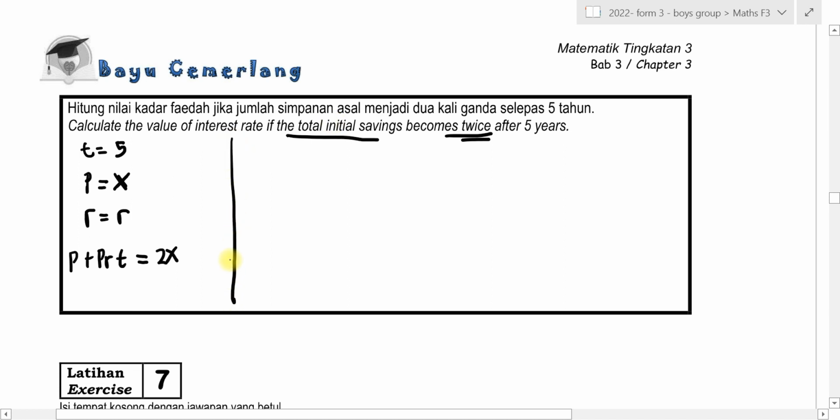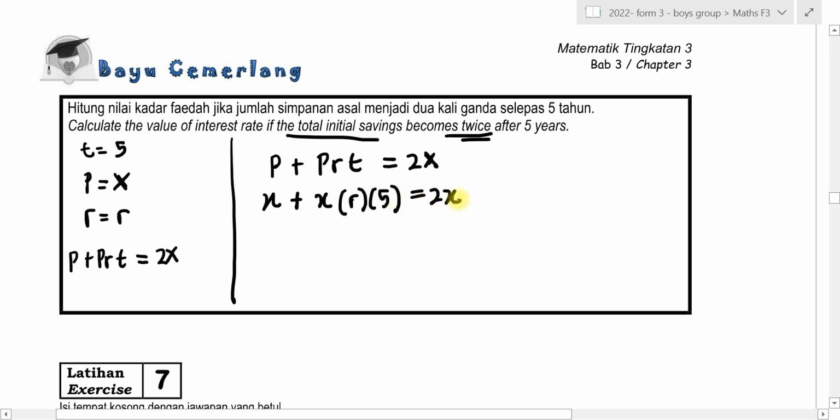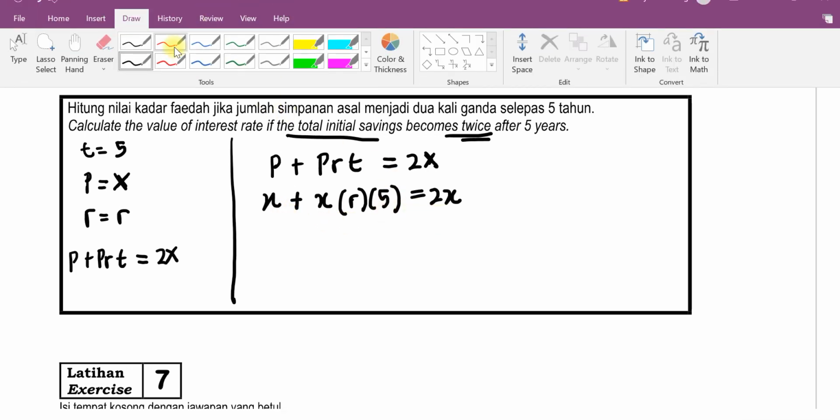Okay, so we try to plug in everything. P plus PRT is equal to 2x. Okay, what is a P? P is x. So you ganti x. X. What is R? R is R. What is T? T is 5. Okay, equal to 2x. Relax dulu. We can solve this. Okay. Until here, you all can understand, right? Okay. Any question? Please let me know.